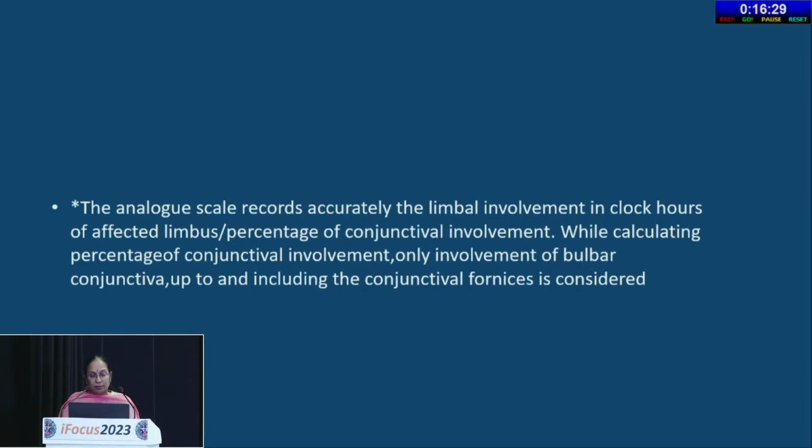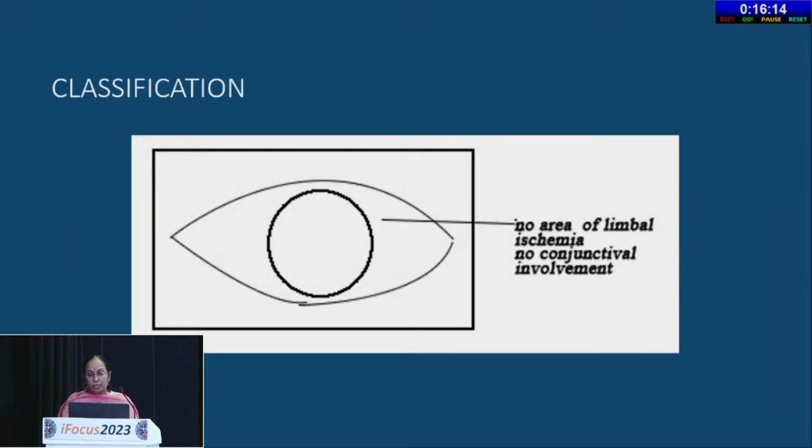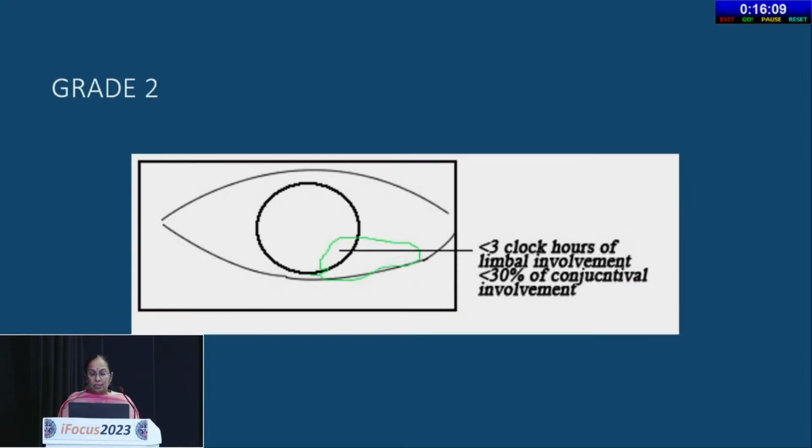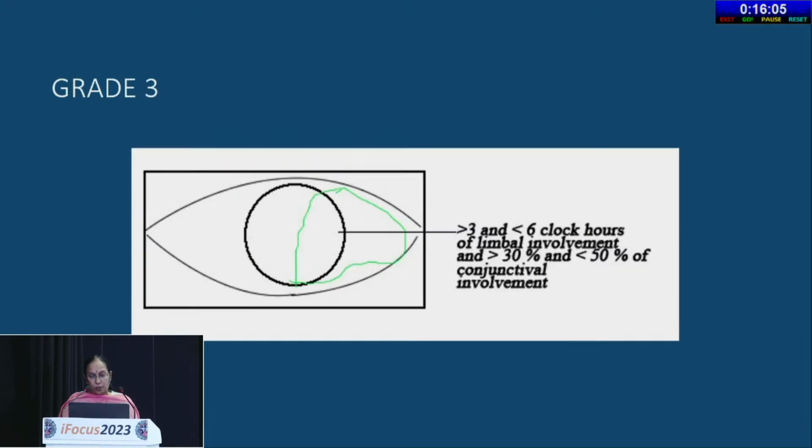The analog scale records accurately the limbal involvement in clock hours of affected limbus divided by percentage of conjunctival involvement. While calculating percentage of conjunctival involvement, only involvement of bulbar conjunctiva up to and including the fornices is considered. So here you find no area of limbal ischemia or conjunctival involvement; less than 3 clock hours of limbal involvement, less than 30% of conjunctival involvement; more than 3, less than 6 clock hours of limbal, more than 30%, less than 50% of conjunctiva.